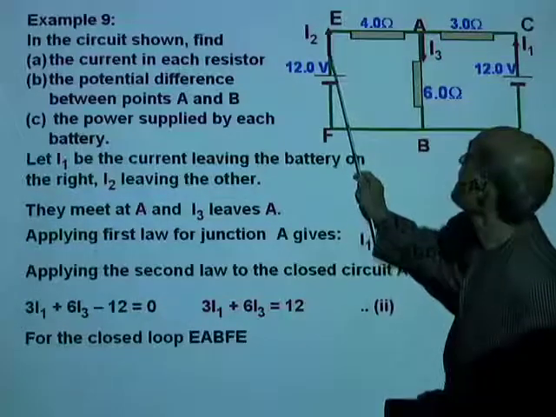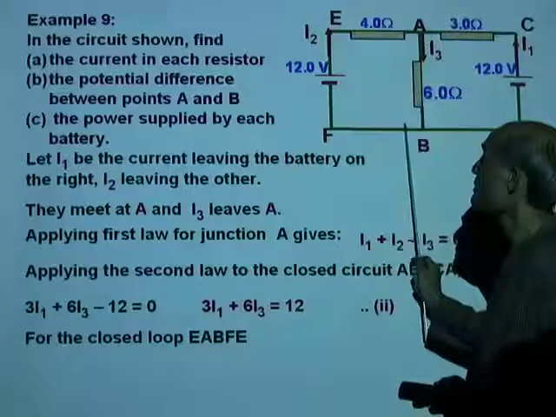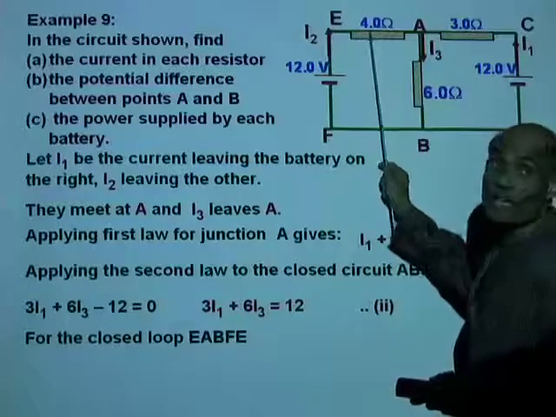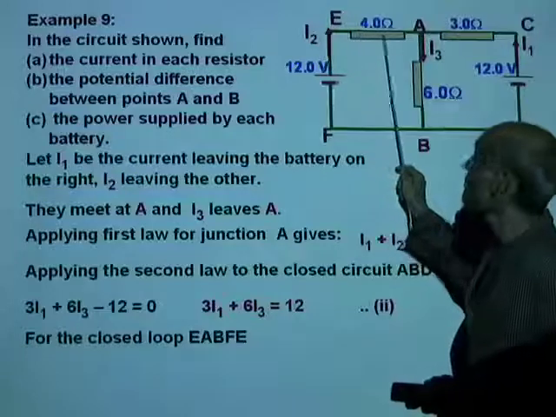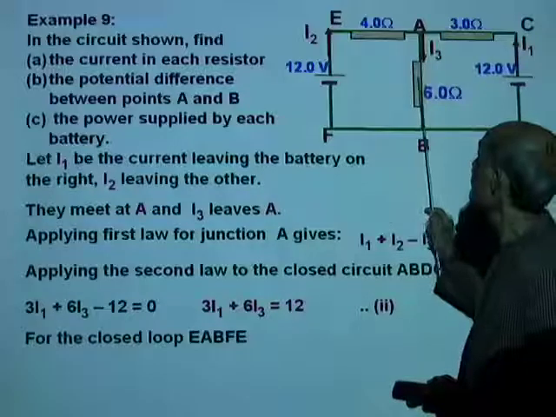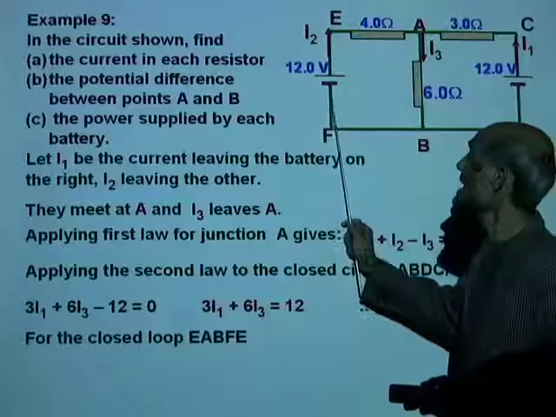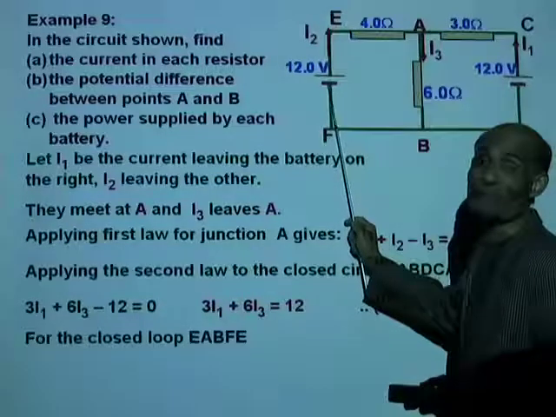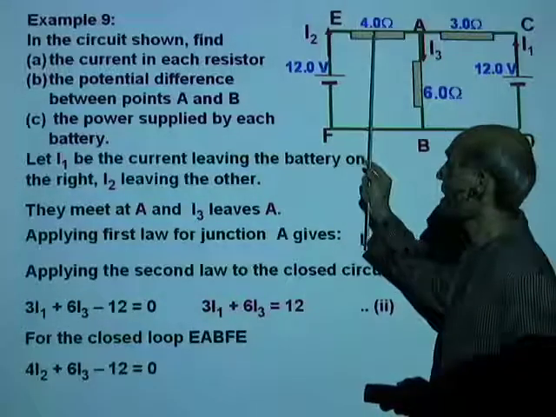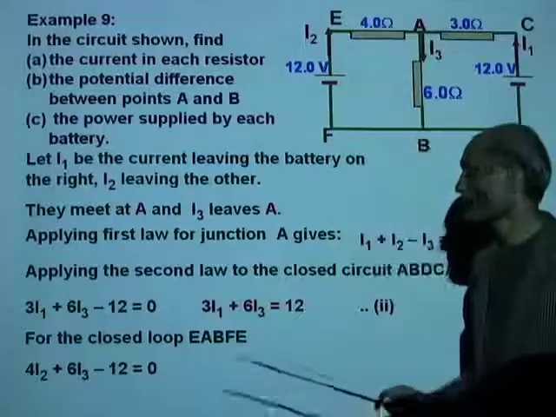EABFE is in the same direction as I2 and in the same direction as I3. That means the potential drop across the 4 ohm is 4I2, that is positive. The potential drop across the 6 ohm is 6I3, that is positive. And the potential drop across the cell is negative 12. So that will be 4I2 plus 6I3 minus 12 equal to 0.